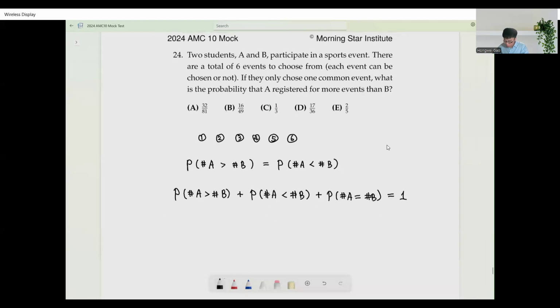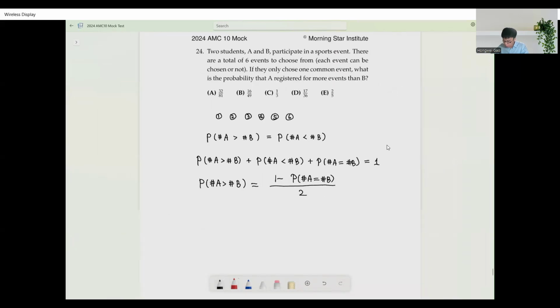Now our answer is the probability that the number of A is bigger than the number of B. It can be computed through 1 minus the probability of number of A equals number of B, over 2. So finally, let's go find the probability of number of A equals number of B. So here we have the fact that they only choose one common event.